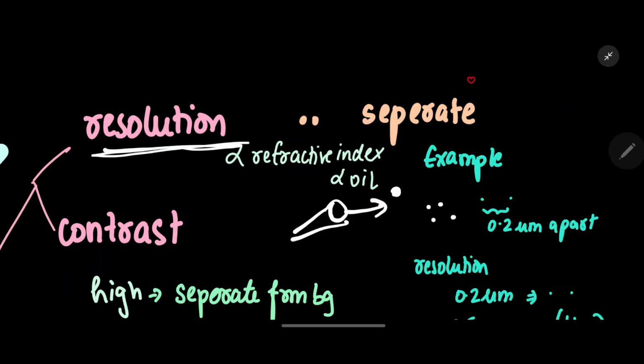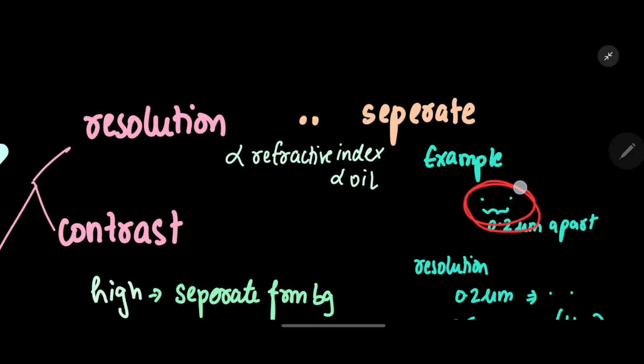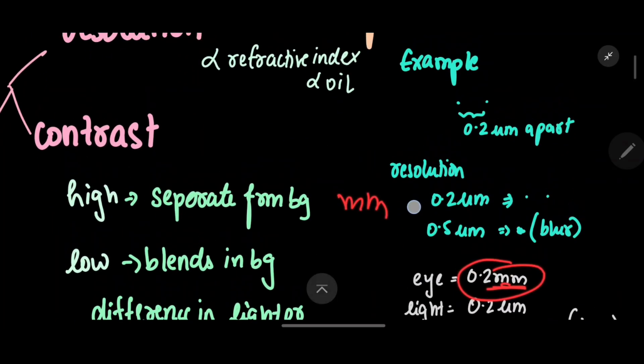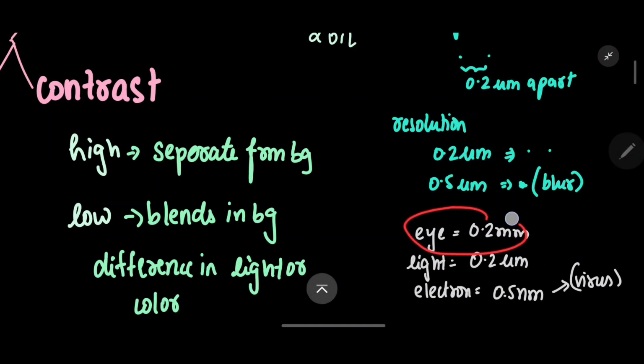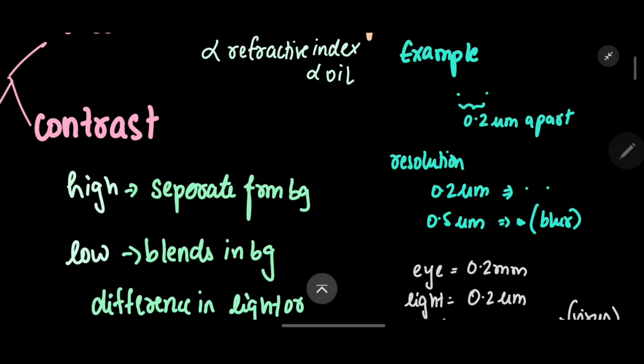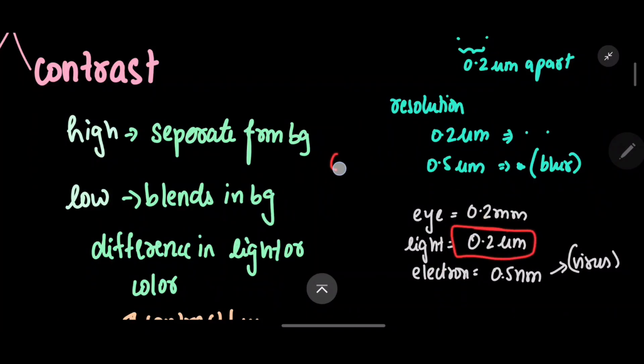So our human eye is limited in resolution. For example, let us say there are two dots that are just 0.2 micrometers apart. The resolution of the human eye is 0.2 mm. So because our resolution is in mm and the separation between these two dots is in micrometers, our eye is not going to tell them apart because our resolution isn't that strong. But a light microscope, on the other hand, has a resolution of 0.2 micrometers. So this light microscope is going to tell these two dots apart.